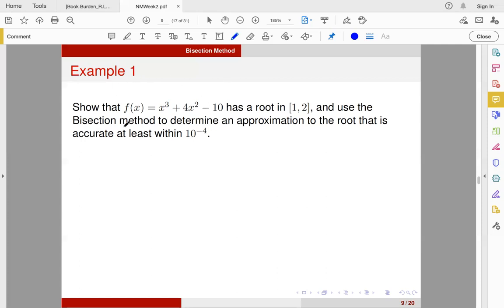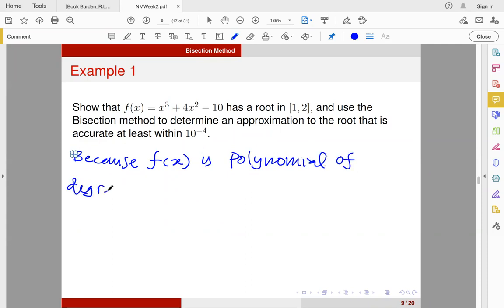Okay, because we are dealing with a polynomial, it is safe. First, because f(x) is a polynomial of degree 3, then f(x) is continuous.